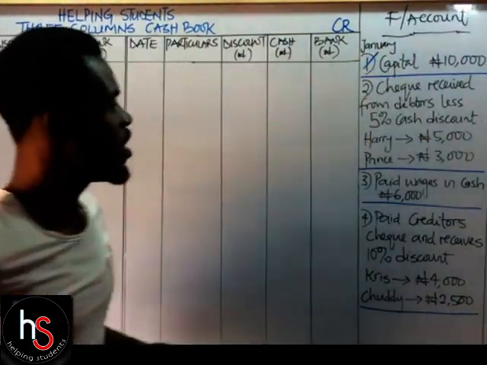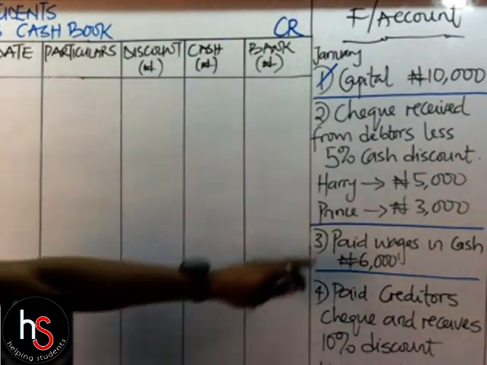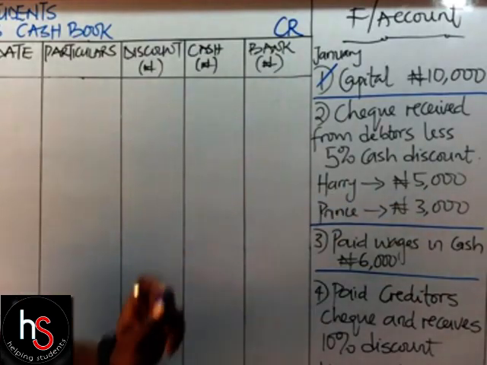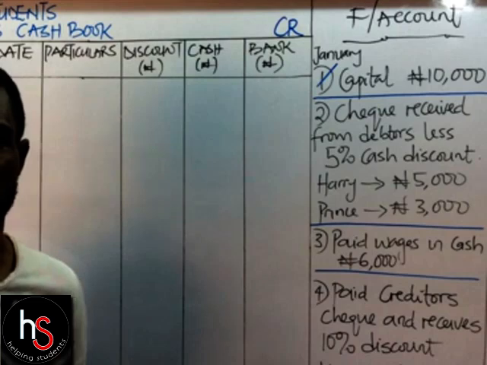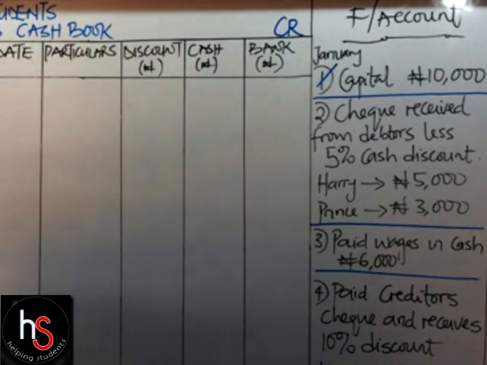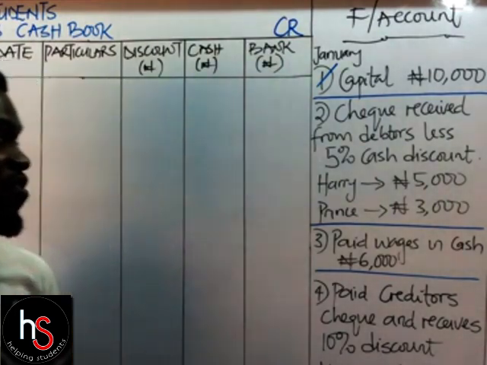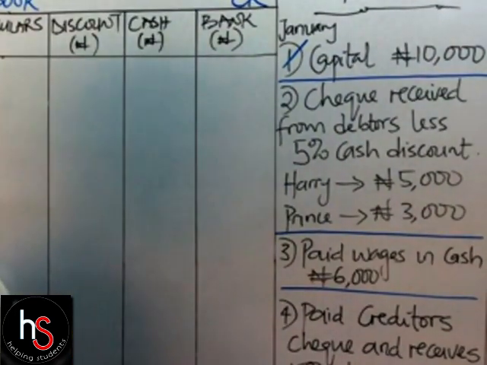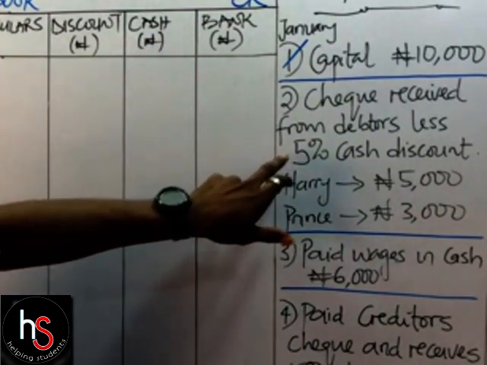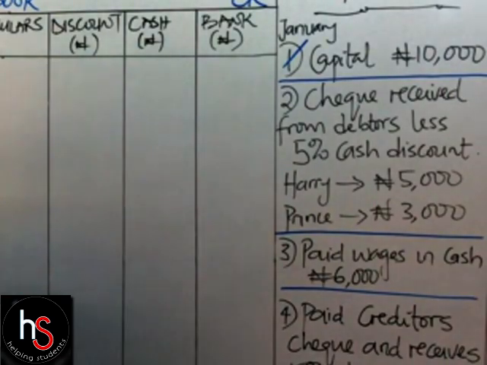So we move to the next question. The next one says, cheque received from debtors, less 5% discount. Now we have Harry, 5,000, and we have Prince, 3,000. Cheque received. You received the cheque, right? So it means this money came into your account and it will be recorded on the debit side. So how do we solve for this discount? Now, Harry was given a discount of 5% of the 5,000 naira he owes, and Prince 3,000 naira, 5% as well. In order to record this transaction, what we do is get the 5% of 5,000, and we record the value we have under the discount.